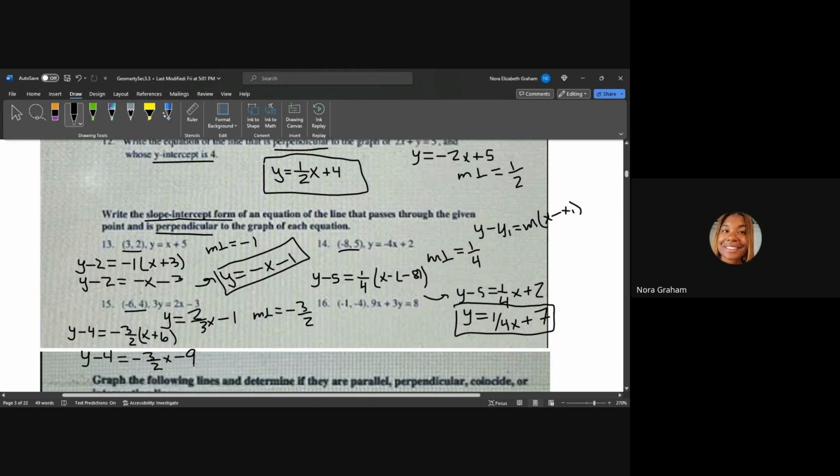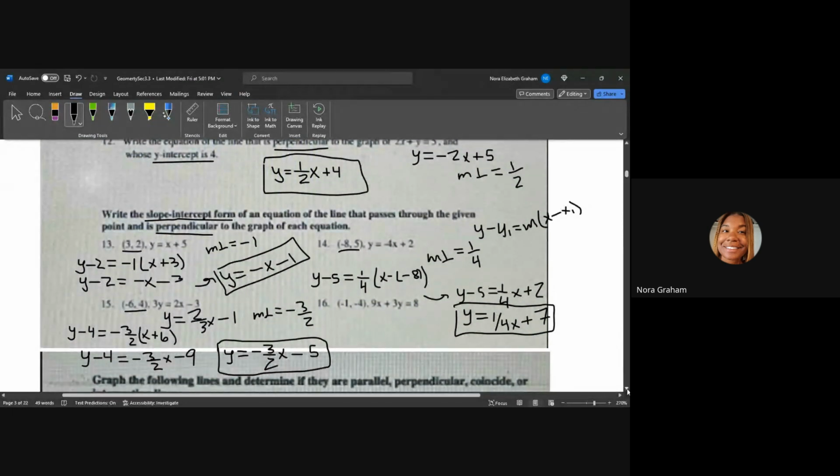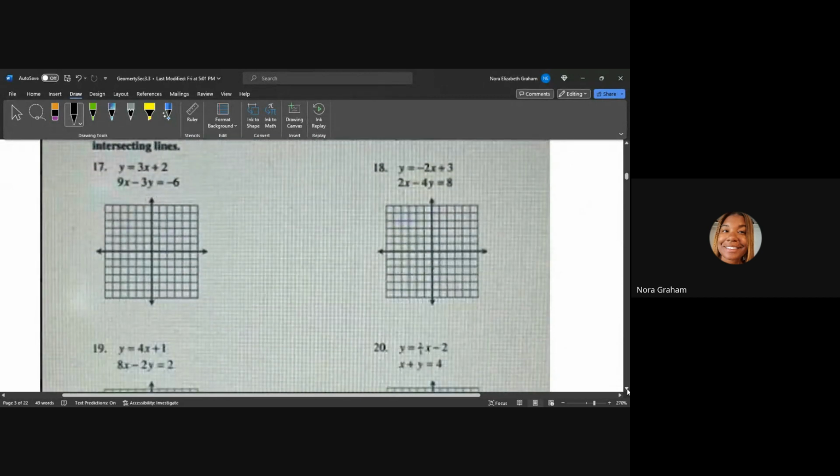Okay. And then I can go ahead and add that 4 to both sides. So y equals negative 3 over 2x and then minus 5. Okay. That's the answer for that one. I'm going to leave 16 for you guys to try, or you can put down in the comments if you want me to try to do so or show you the answers, but I want to get through 17 and 20. I'll do 17 and 18.